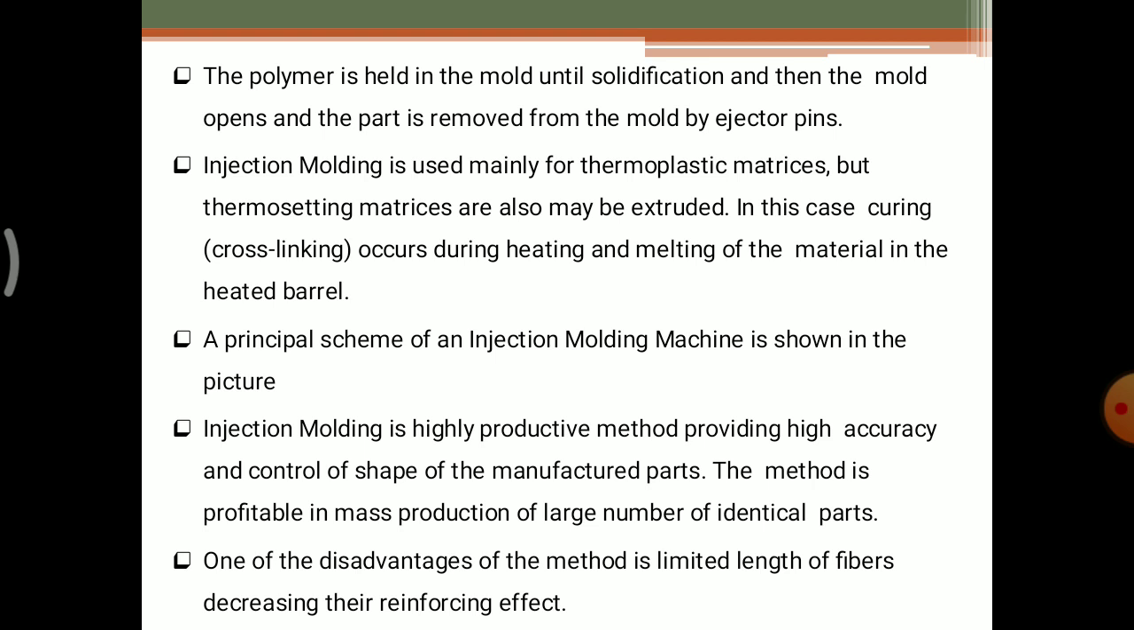And one of the disadvantages of this method is the limited length of fibers, decreasing their reinforcing effect, which means we are using these short fibers only. So we are using very short fibers here, but in the earlier manufacturing methods we have used long fibers. So long fibers have been used in the earlier methods, but in this method the length of the fibers has been shortened in the reinforcement.